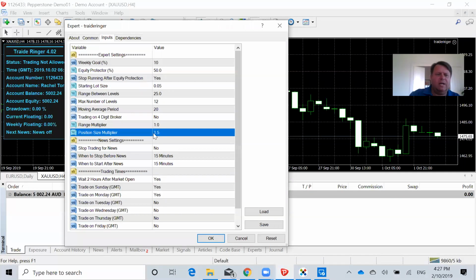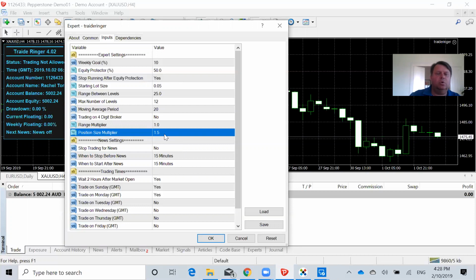Obviously, if your range multiplier is smaller than 1.5, then it will be decreasing slightly. If you've got more than 1.5, it'd be growing faster. There is absolutely no point in having your position size multiply at the same point.